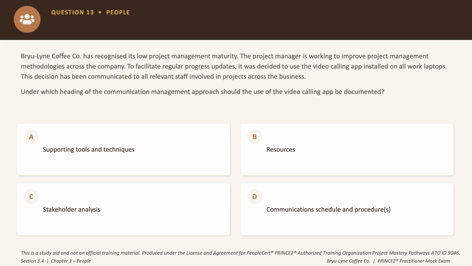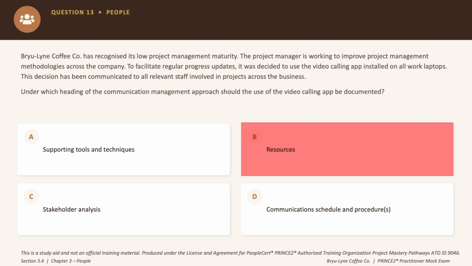Option B says resources. Now that might seem reasonable, but resources, if you think about it, actually covers things like staffing for communication activities, not the platform which is proposed to be used itself, right? So eliminated. Option C says stakeholder analysis. That is not true either, because this scenario isn't about identifying who has influence over the project, okay? It's about which tool gets used.